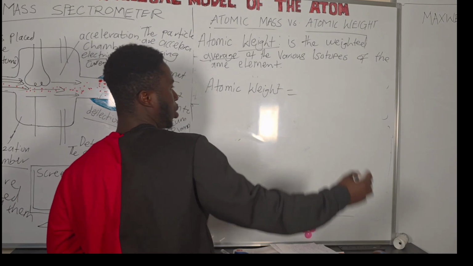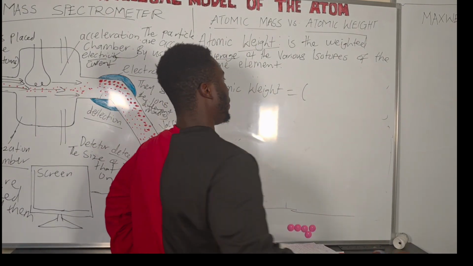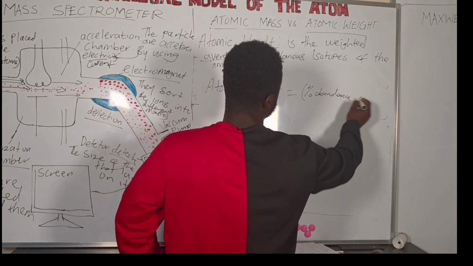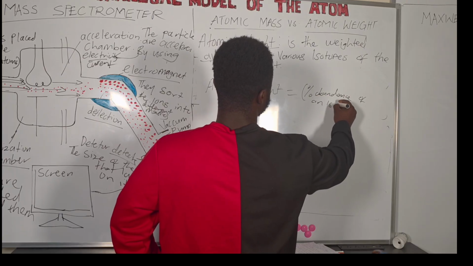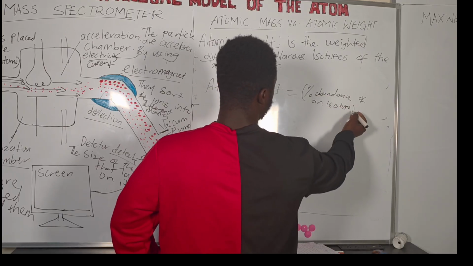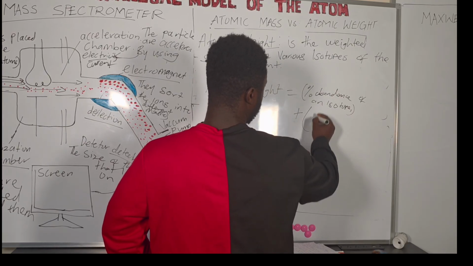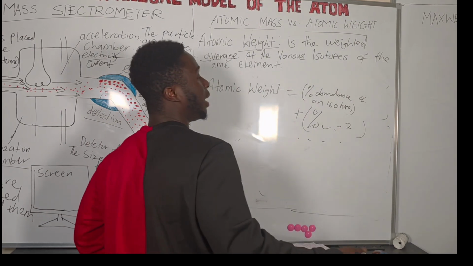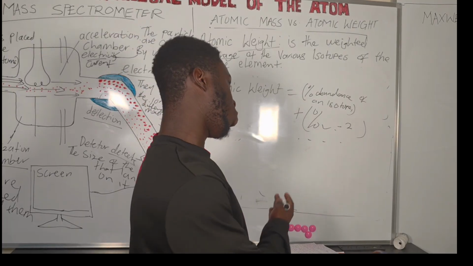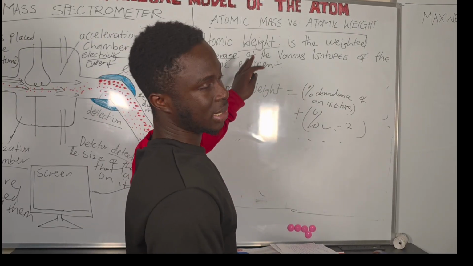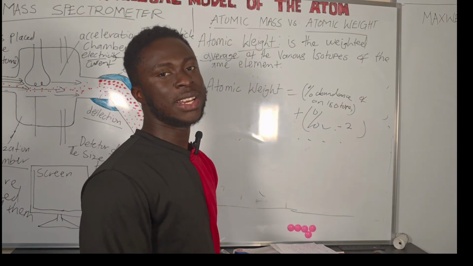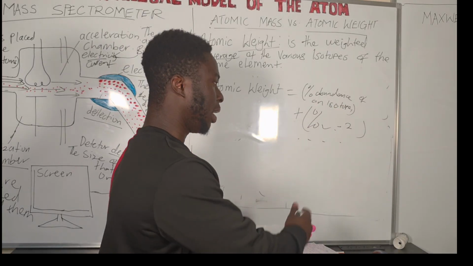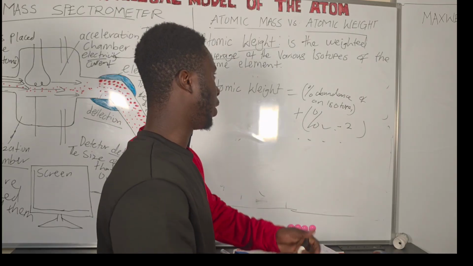will be equal to the percentage abundance of an isotope of an element, plus the isotopic abundance of isotope 2 of the same element, all the way to however many isotopes it has. There is no division when you are calculating the atomic weight. When it comes to its calculation, you don't divide anything. You just sum according to the percentages. So you find the percentages, you add them up, and that gives you the atomic weight of the specific element.